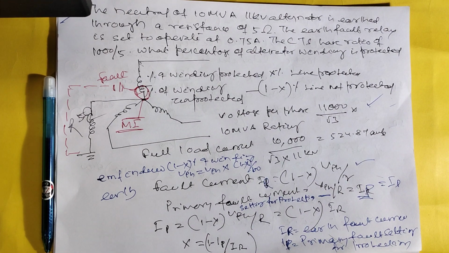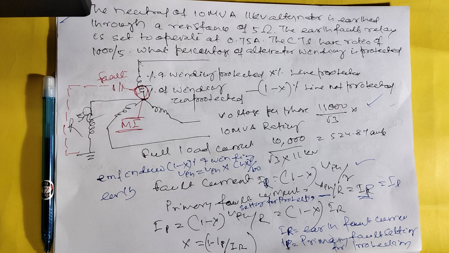Here is the problem: the neutral of a 10 MVA, 11 kV alternator is earthed through a resistance of 5 ohm. The earth fault relay is set to operate at 0.75 ampere. The CT ratio is 1000 by 5. Then what percentage of the alternator winding is protected?